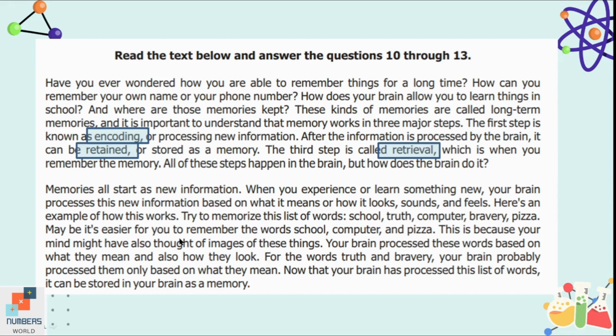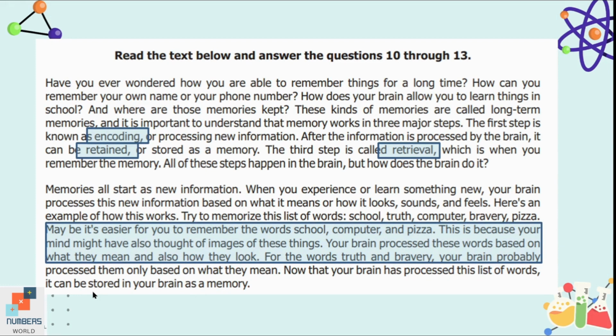Maybe it's easier for you to remember the words school, computer, and pizza. This is because your mind might have also thought of images of these things. Your brain processed these words based on what they mean or also how they look. For the words truth and bravery, your brain probably processed them only based on what they mean. Now that your brain has processed this list of words, it can be stored in your brain as a memory.